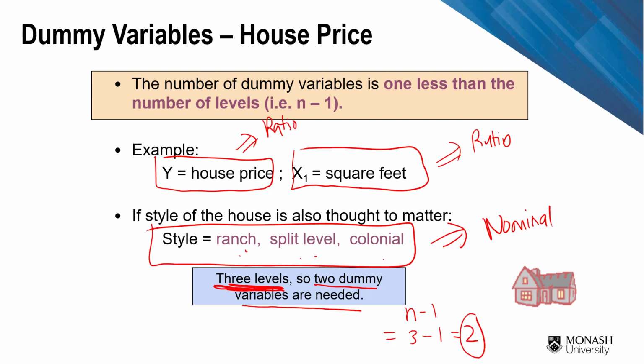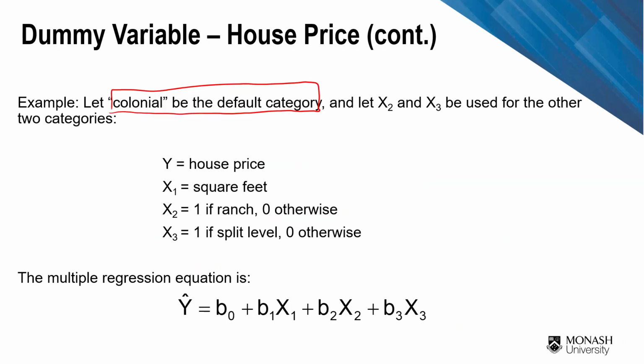Now it doesn't have to be colonial, it's just that in this example it is colonial, but it can be anything that you want. It can be ranch or it can be split level. All right, it has to be one out of these 3. All right, so I choose colonial as my default category or base level. Therefore, I am not incorporating that into the regression.